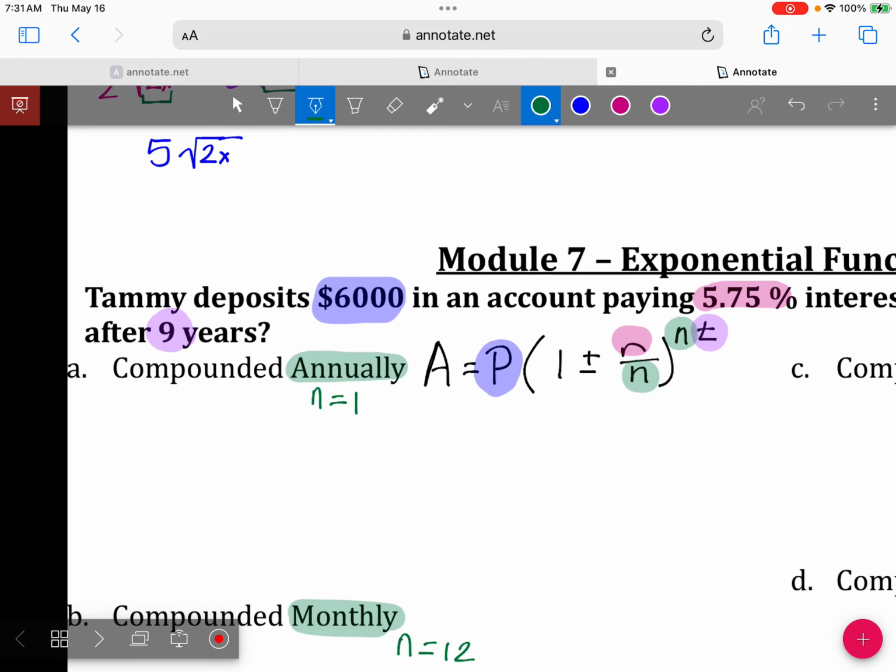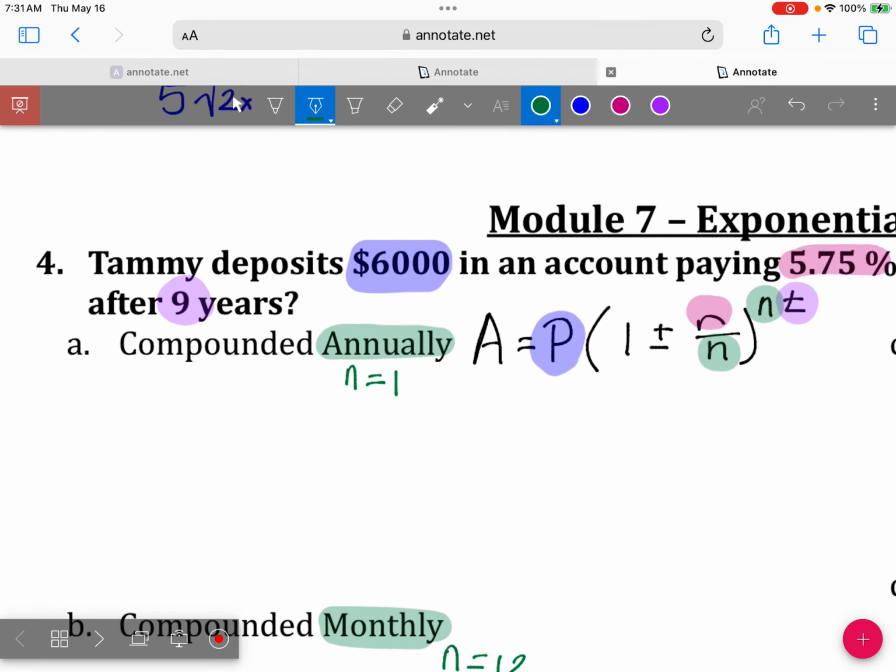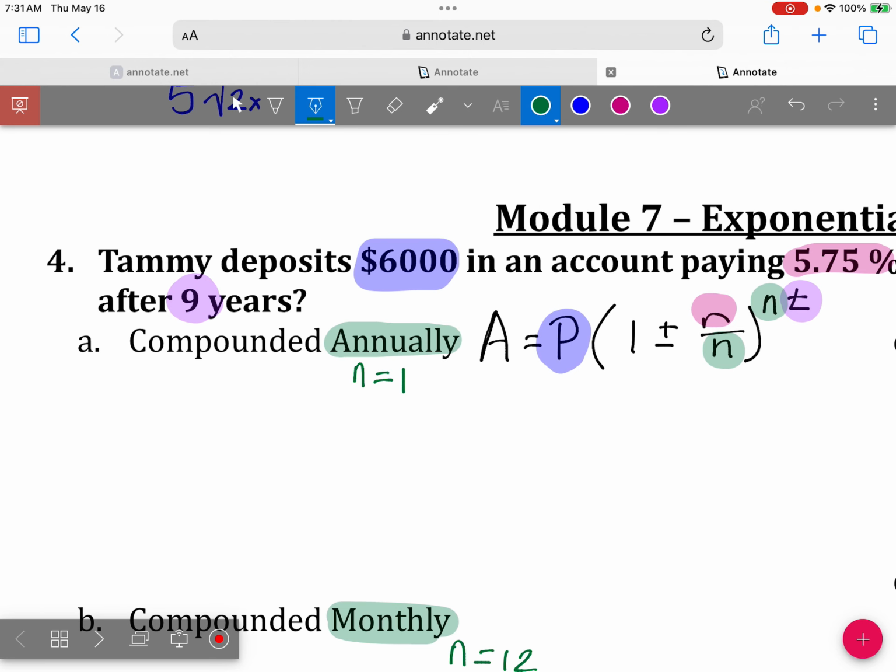So looking at A, we're going to take all this info and we're going to substitute it into this equation. So we're going to start with A equals our principal, which was $6,000. 1. And then we have to make a choice. Are we going to be using plus or are we using minus? How do we know? Because it says paying, which means it's giving us money. It is increasing the balance. If it's going up, we use the plus. If it's going down, we use the minus.